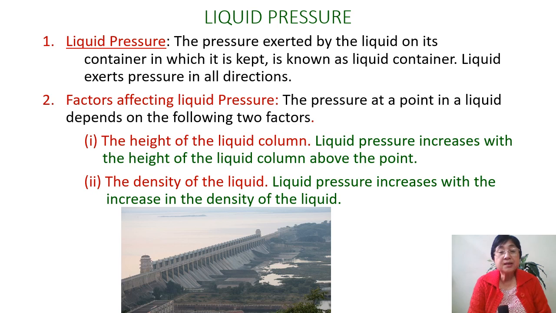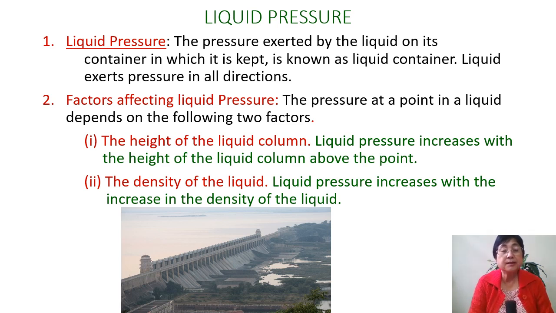Now, this height of the liquid column has a very profound application in the wall of a dam. Whenever a dam is to be constructed, the bottom will have a broad and thick wall compared to the upper portion. If you look at the dam, you will find the top is made thinner, whereas the base is made thicker and broad. Why is it so?